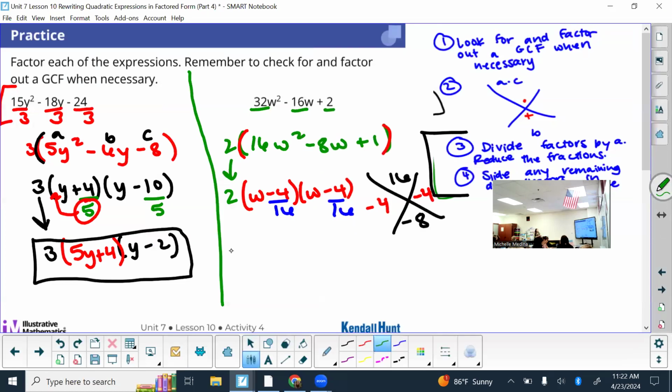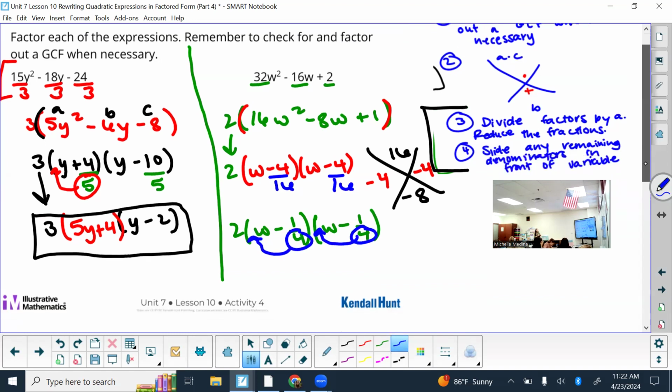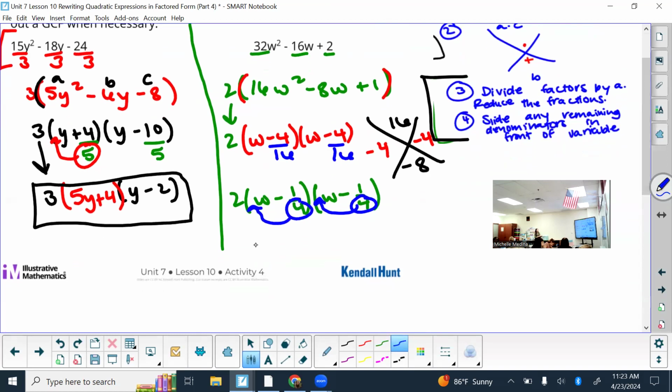So I have two parentheses, W minus 1/4 and W minus 1/4. Slide any remaining denominators in front of the variable once you reduce the fraction. You will have to do that at least once for each of these types of problems, because that's how you get a different number in terms of the x. And then you could double check your answer, see if when you multiply this all out, does it give you the original? And it would.